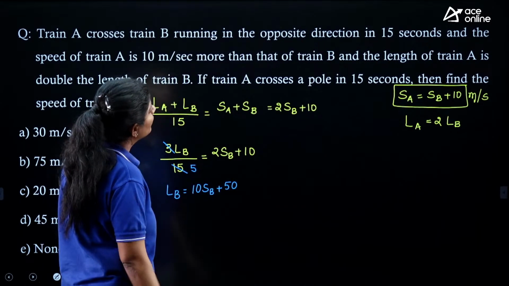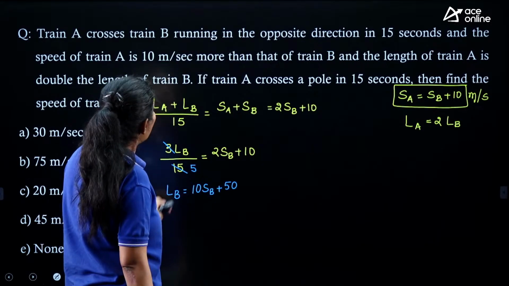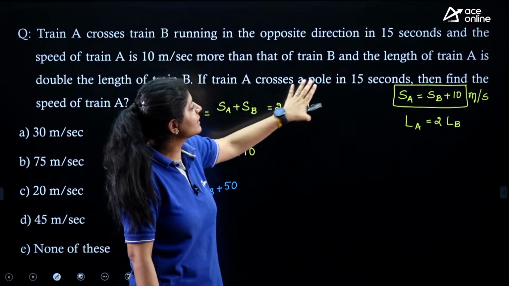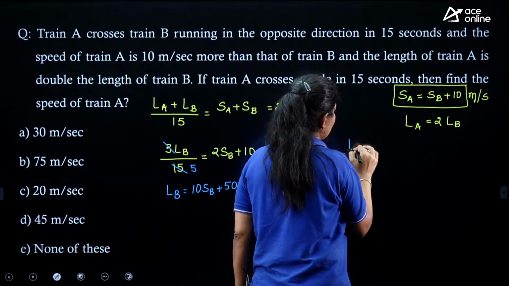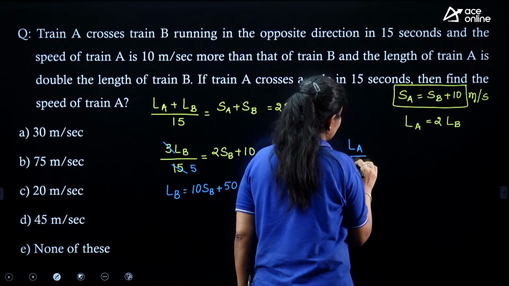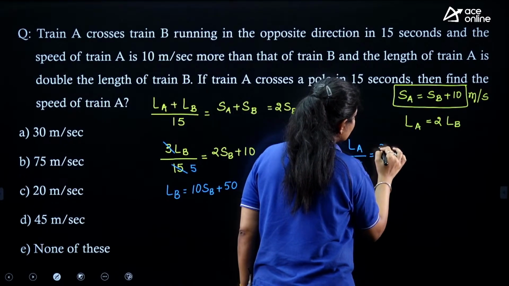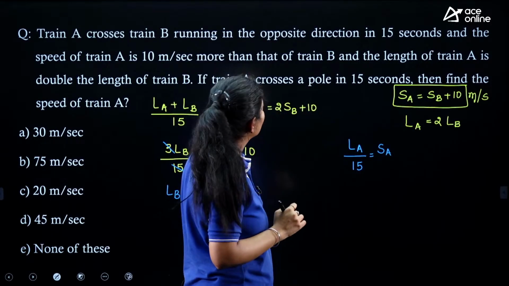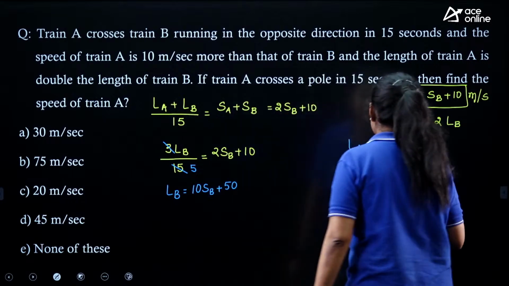Now what we need to do, we need to find out some more relations. As there's one more data given over here, if train A crosses a pole in 15 seconds, that means length of train A divided by 15 is equal to the speed of train A, right? This is the relation that we are having over here, and ultimately we need to find out the speed of train A.